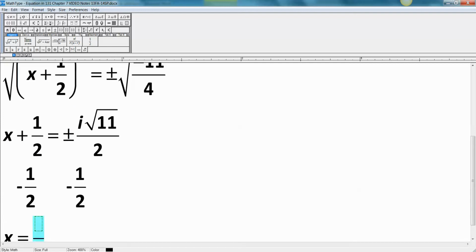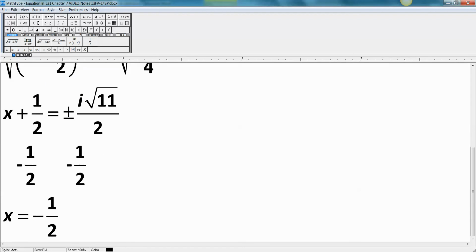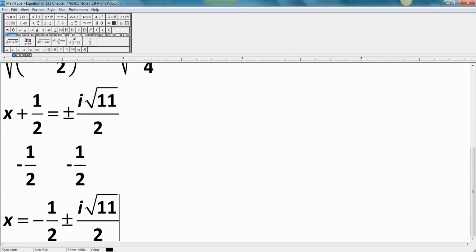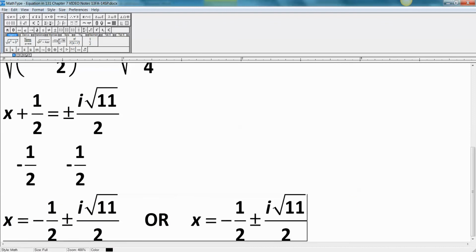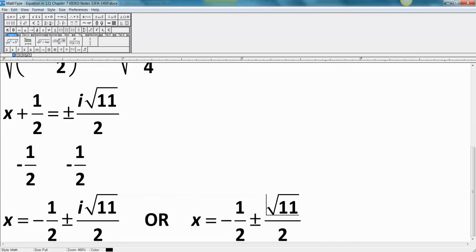x equals negative 1/2 plus or minus, there it is, and then i square root of 11 over 2. And if you like, you can also write it in the more formal way, which is when you put the i in the back, right? So that's the complex number way to write it, because that's a plus bi. So both of those would work.